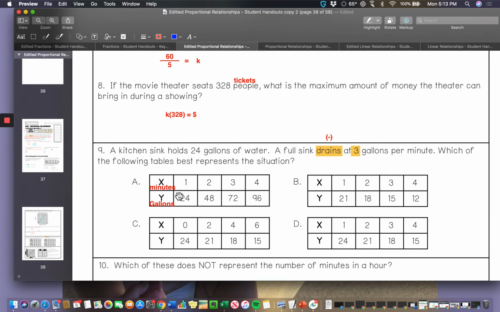That's no good. However, I do look at letter C, and I see that 0 minutes passed, and there's still 24 gallons. That's okay. No time has passed. There should be no water drained from the sink. There should be still 24 gallons in there. So I thought C was going to be a good option. All right. The only problem with C is that if 2 minutes passed, 6 gallons should have been drained, right? Because every minute there should be -3.